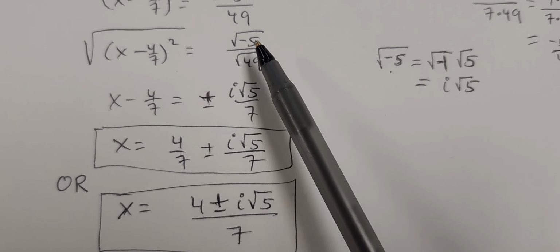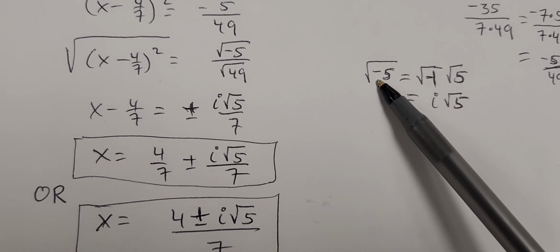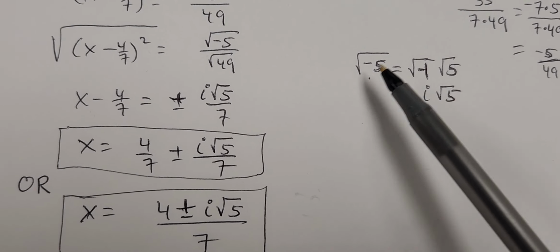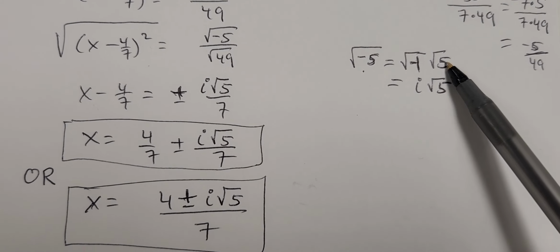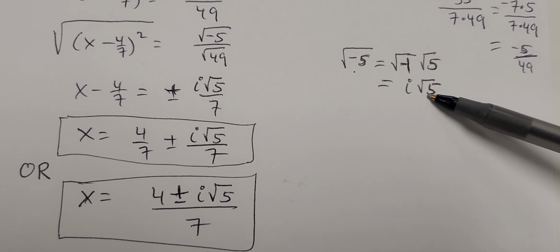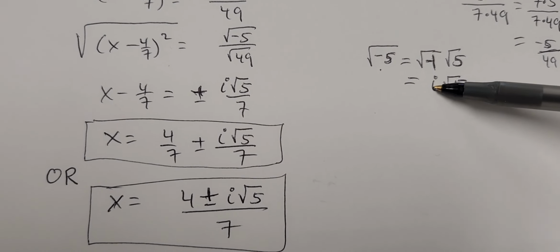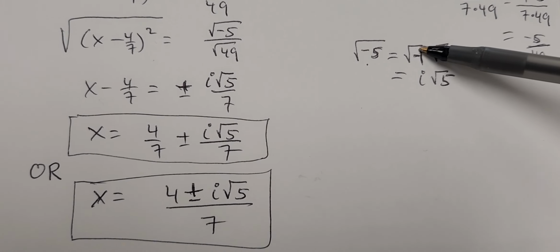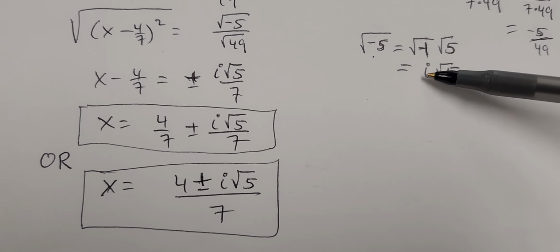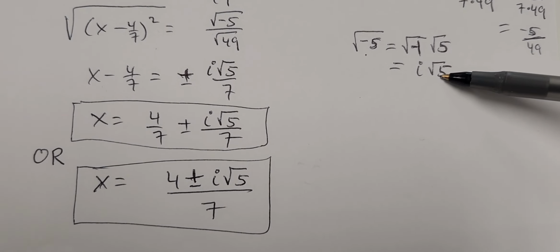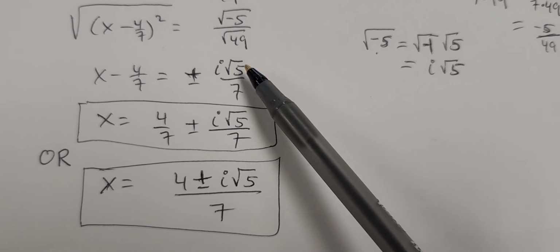Now how do I deal with the square root of negative 5? I have to work on the side. I know that negative 1 times 5 gives me negative 5. So I separate them. The square root of 5, I cannot do anything about it, so I leave it alone. But I do know that the square root of negative 1 is i. Square root of negative 1 will always be i. So the square root of negative 5 becomes i square root 5.